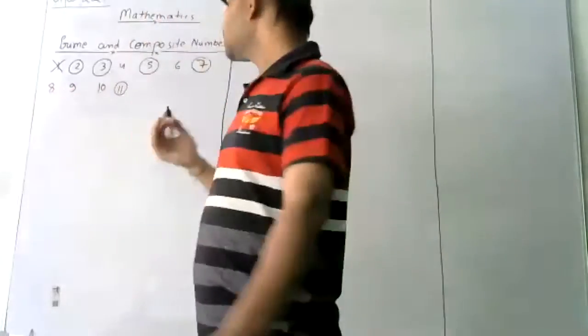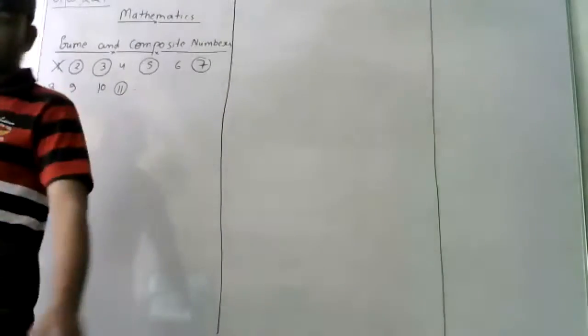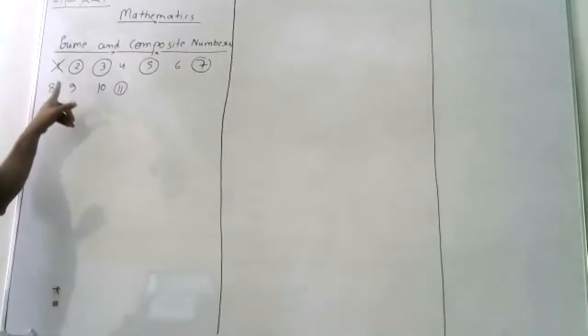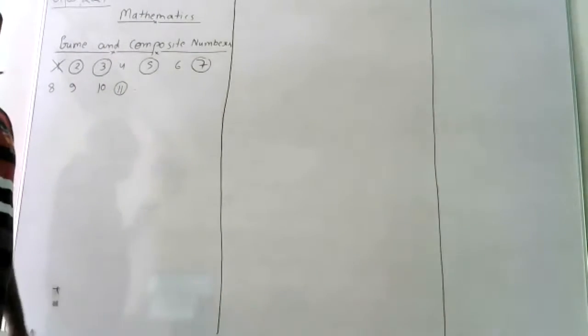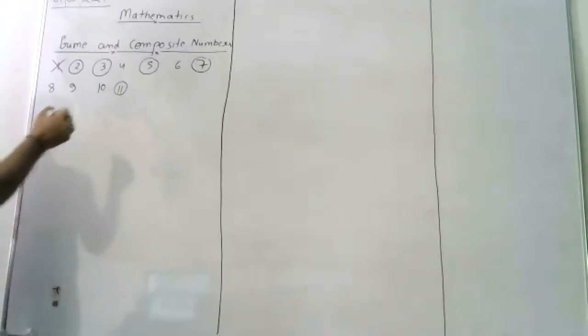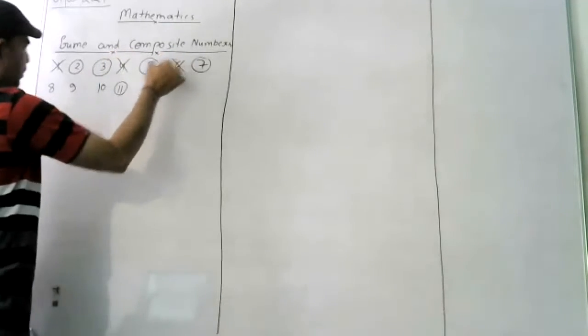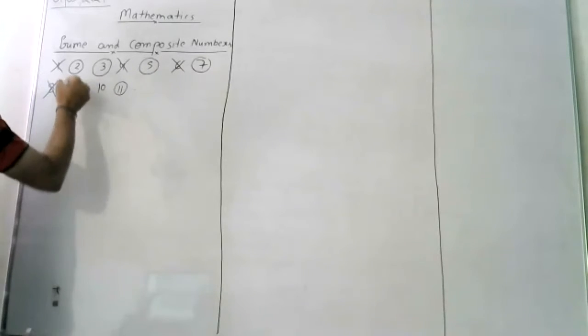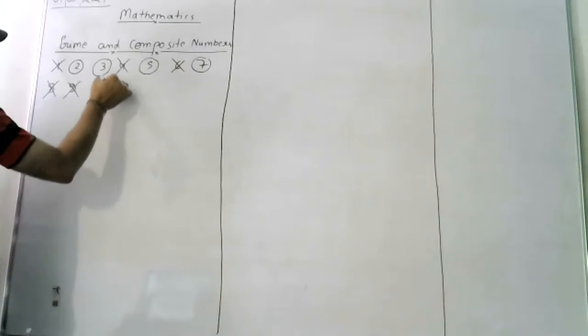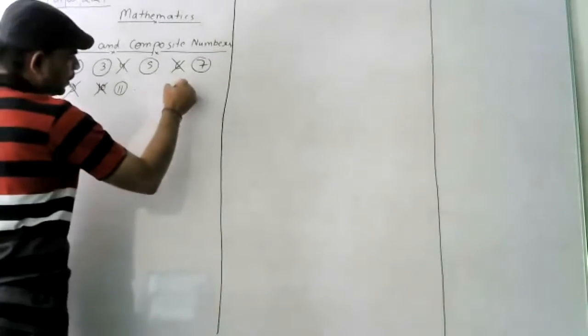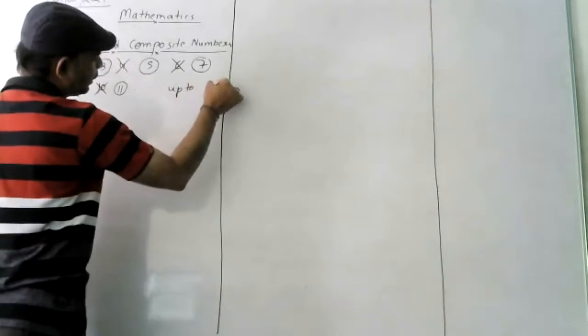In this method, the numbers which are prime are marked, and the numbers which are not prime are composite numbers. This is a composite number. This is a composite number. This is a composite number, up to 100.